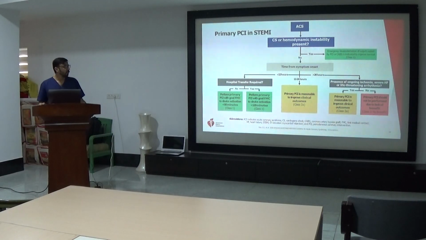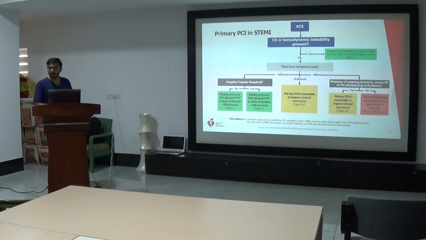So mainly we focus on the reperfusion strategy: when and how we deal with the ST elevation patient. Now, a patient presenting with cardiogenic shock or hemodynamically compromised with ongoing ACS, mainly a transmural infarct. First option, class 1 recommendation, is emergency revascularization of the culprit vessel, either PCI or CABG, to improve survival.